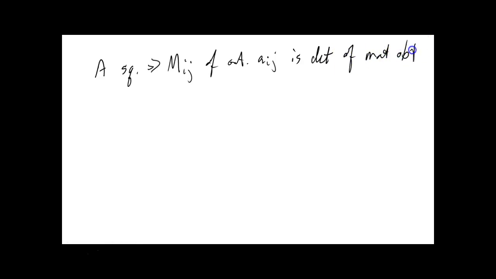So, if A is a square matrix, okay, then the minor Mij, that's called the minor, of the entry Aij, okay, is the determinant, okay, of the matrix obtained by deleting the ith row and the jth column, okay, of A, okay?